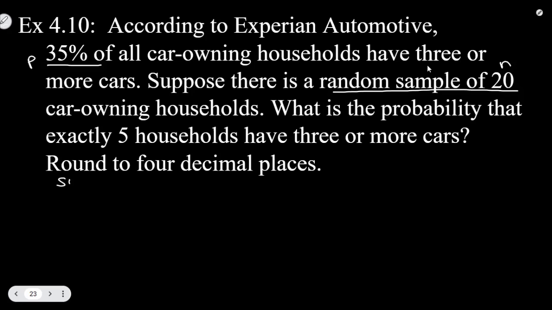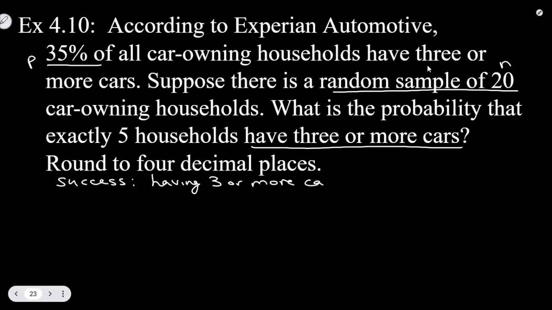Now, we need to probably define success here so that we're paying attention to it. Success is, what is the probability that exactly 5 households have 3 or more cars? So success is having 3 or more cars in the household. That means failure is everything else. I'm not going to take the time to write that. Eventually we might, but right now failure is just everything else.